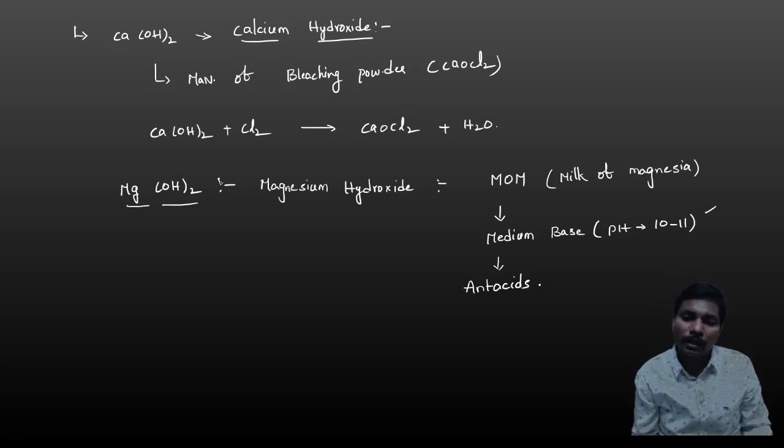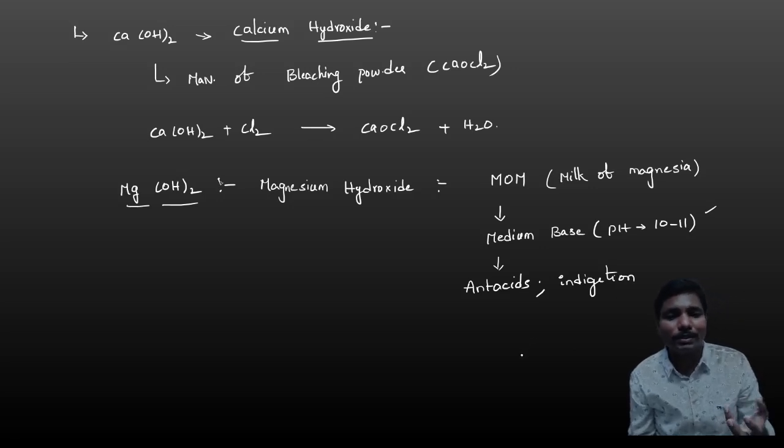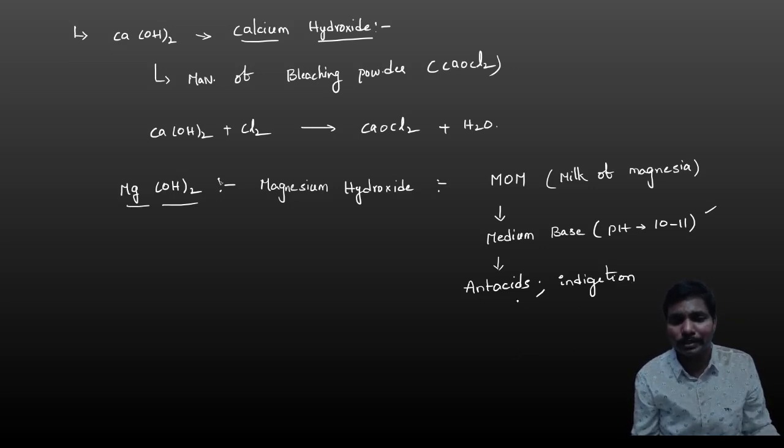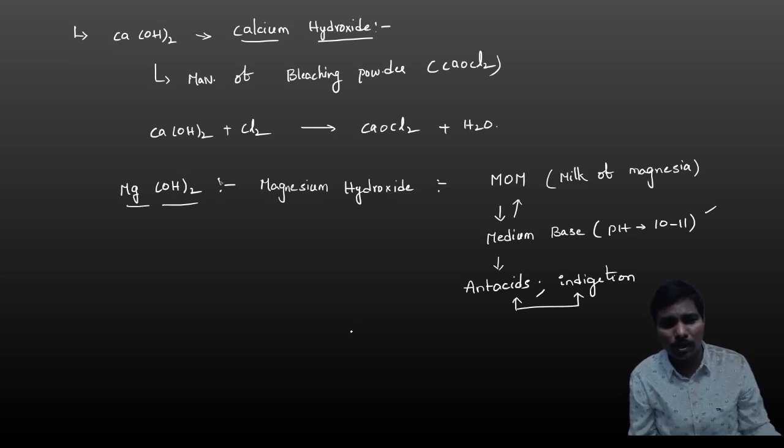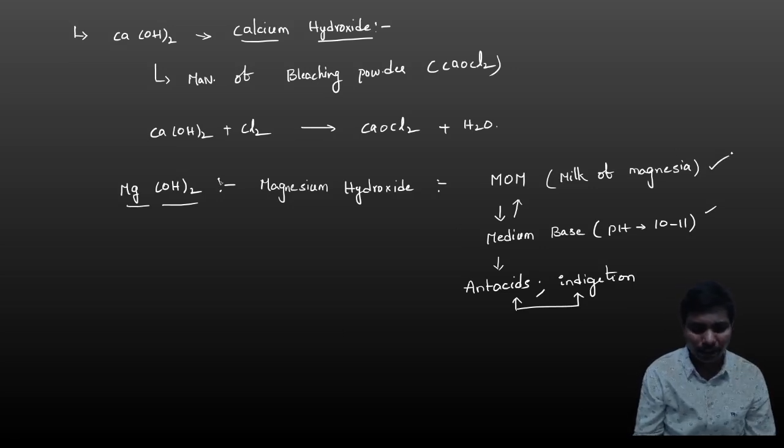If any person is suffering with acidity, gas, indigestion, in all those cases we have to give antacids. In making antacids and indigestion syrup, whenever the acid levels are not within the limit, a digestion problem also comes. In all those cases we use the medium bases, especially magnesium hydroxide. It is milk of magnesia.